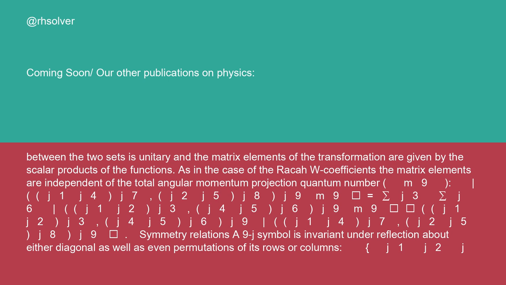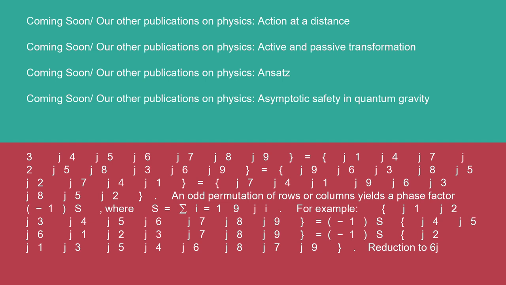Symmetry relations. A 9J symbol is invariant under reflection about either diagonal, as well as even permutations of its rows or columns. The symbol with rows j1 j2 j3, j4 j5 j6, j7 j8 j9 equals the transposed symbol, and also the symbols reflected or cyclically permuted. An odd permutation of rows or columns yields a phase factor (-1)^S, where S equals the sum of ji from i equals 1 to 9. For example, swapping the first two rows, or swapping the first two columns, gives a factor of (-1)^S.